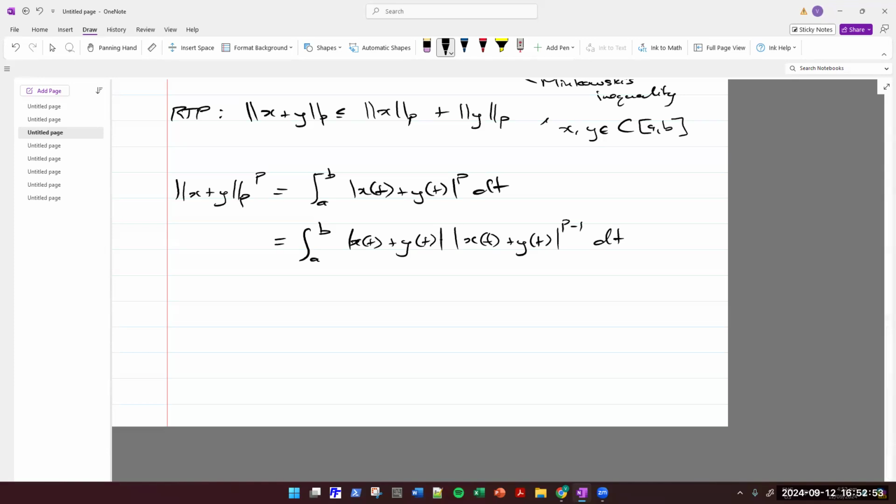Now I'm going to apply the triangle inequality to this term, because this is just the regular modulus. So apply the triangle inequality to that term. So it's less than or equal to the integral from a to b of the modulus of x of t plus the modulus of y of t. Okay.